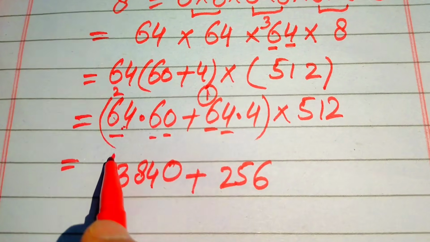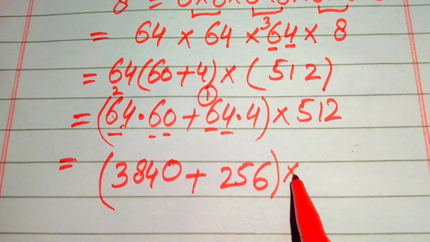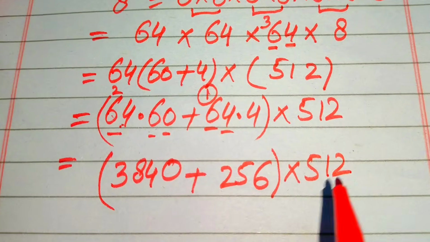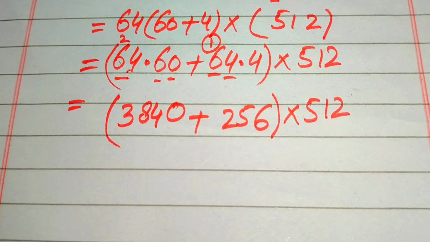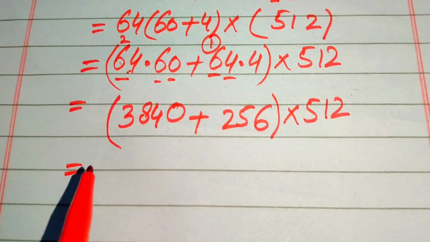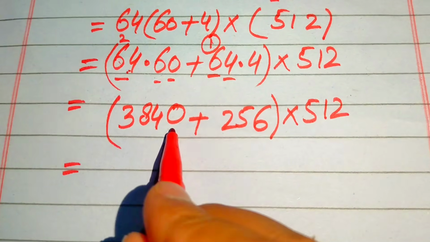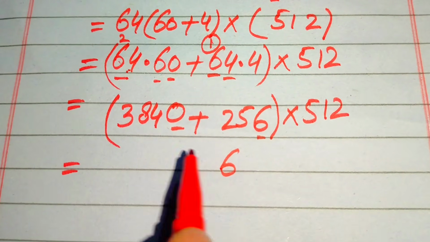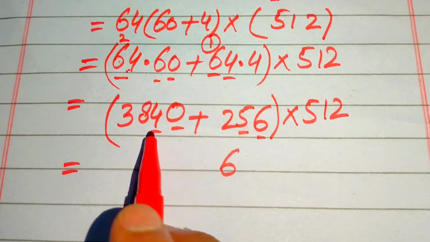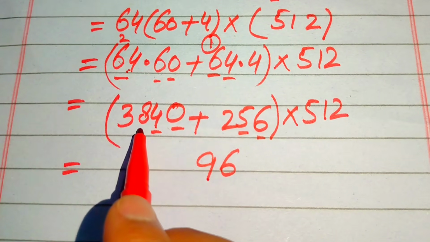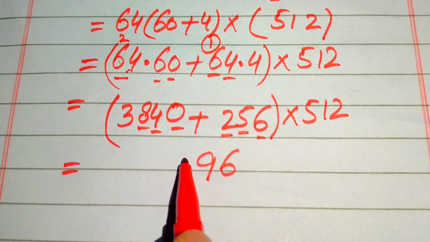And now first we sum up both of these two terms, and its resulting answer is multiplied by 512. When we add these two values, we get 0 plus 6 becomes 6. 5 plus 4, 4 plus 5 becomes 9, and 8 plus 2 becomes 10.